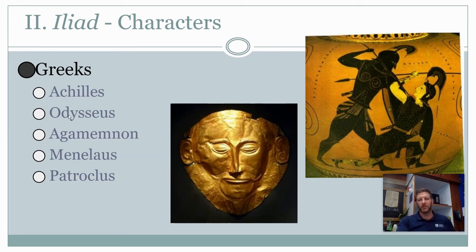That metal mask, by the way, is the death mask of Agamemnon, who's another key king in the story. But again, we do believe he was a historical figure because they've excavated a tomb back in ancient Greece where they believe that it might have been the historical Agamemnon being buried.